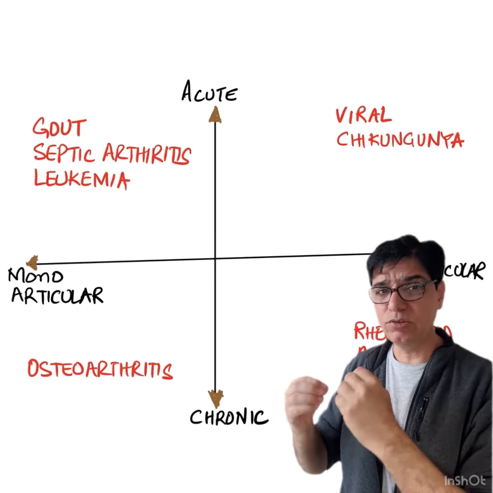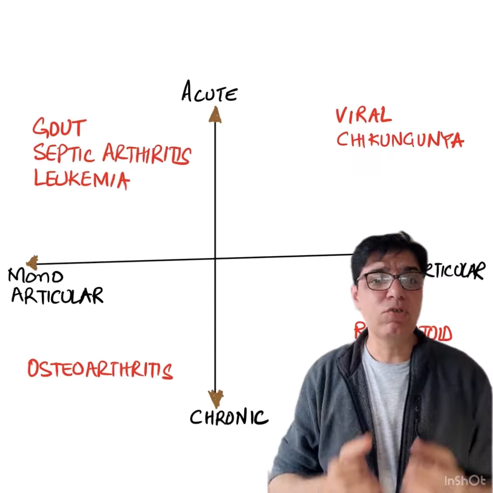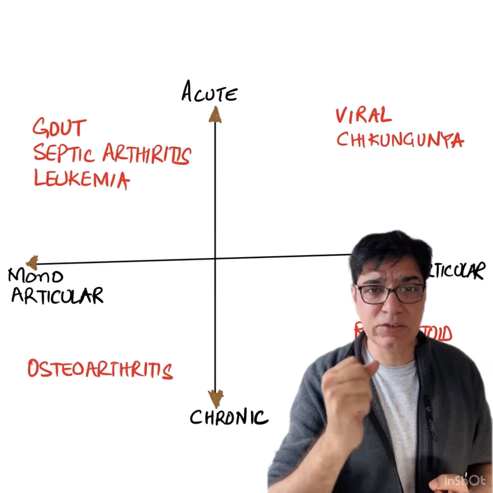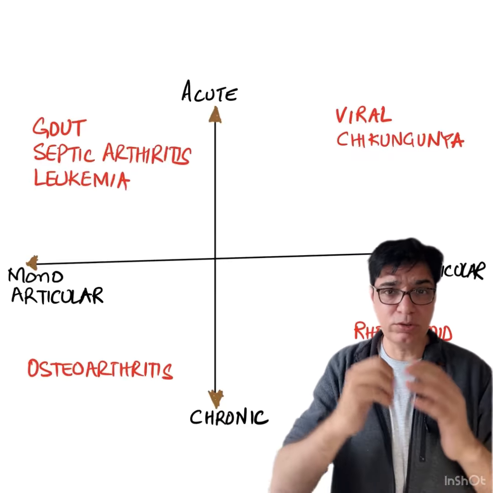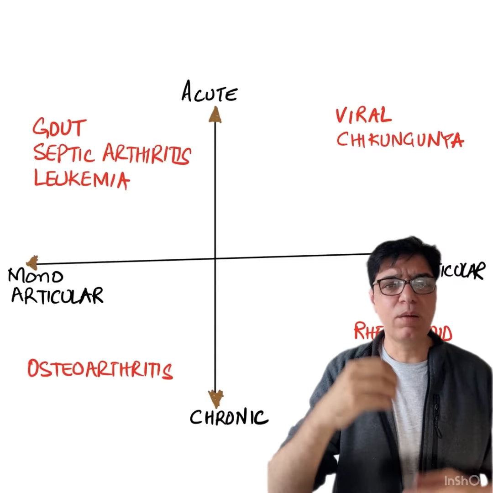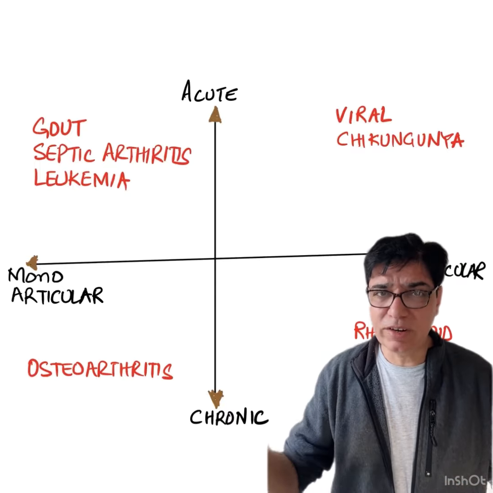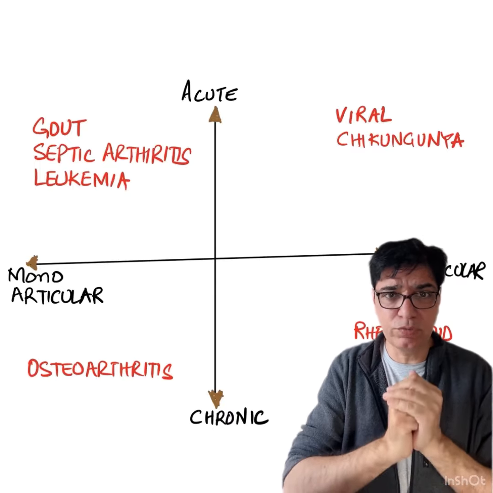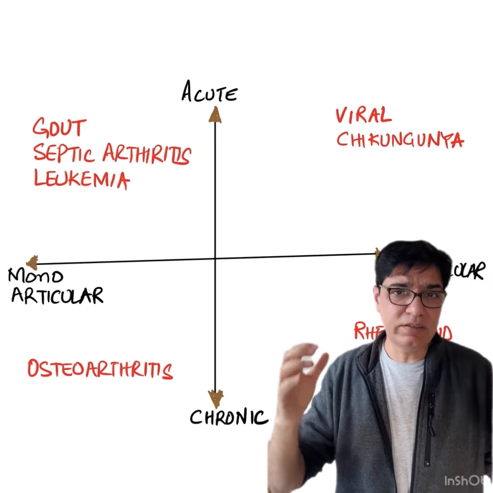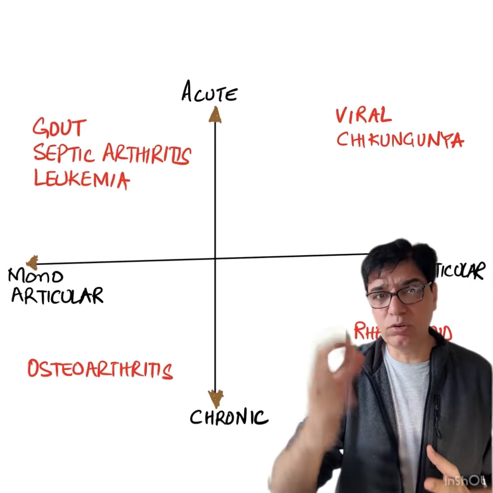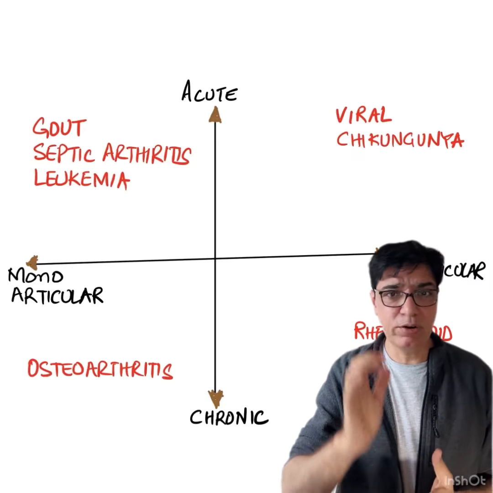Quadrant number one is acute monoarticular. This is going to be a patient who may have septic arthritis. Remember, the next best test in management is going to be arthrocentesis, and you are going to see a positive gram stain or WBC count greater than 50,000 with preponderance of neutrophils. Typically, this is going to be due to Neisseria or staph infection, but it can also occur in leukemia as well. So watch for pallor or weight loss.